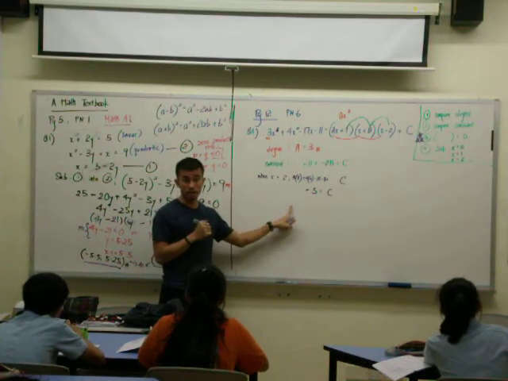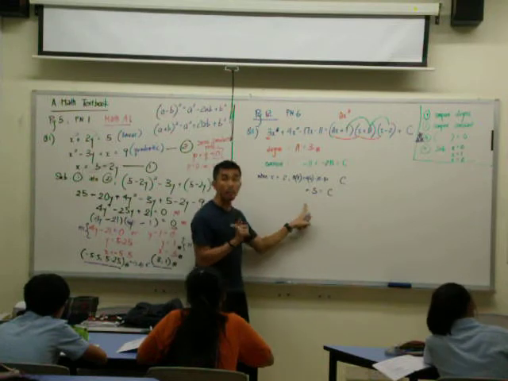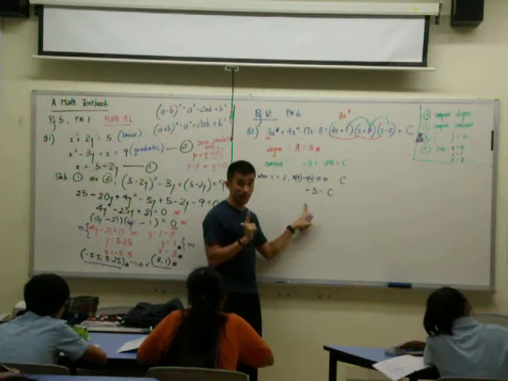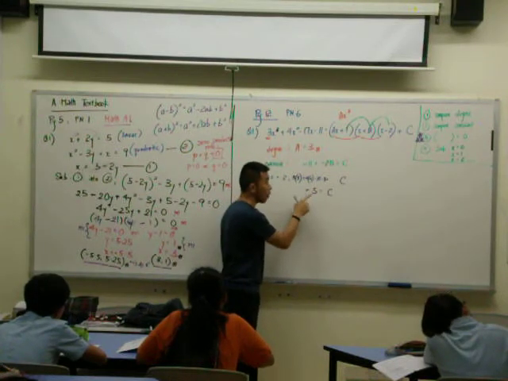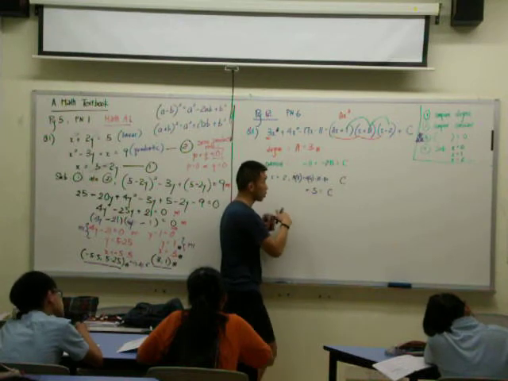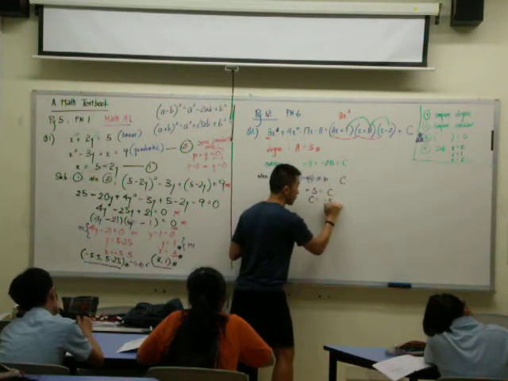I don't want to see this answer. I'm supposed to find the value of C. I'm not supposed to go and figure out what negative 5 is equal to. So please rewrite your answer this way.